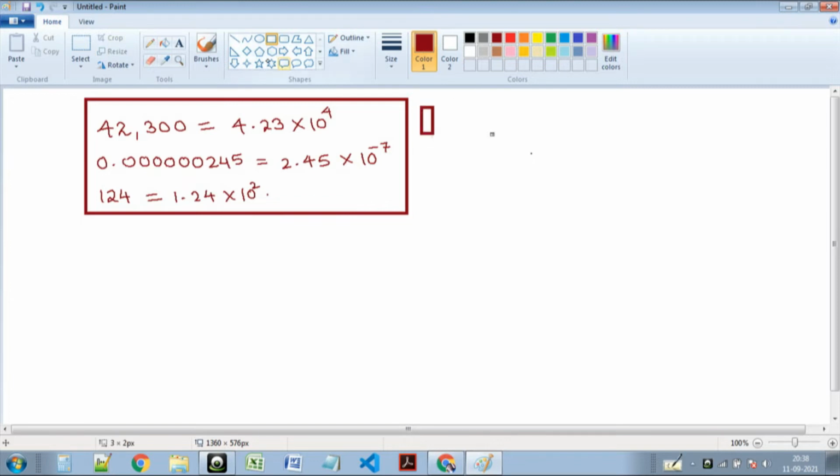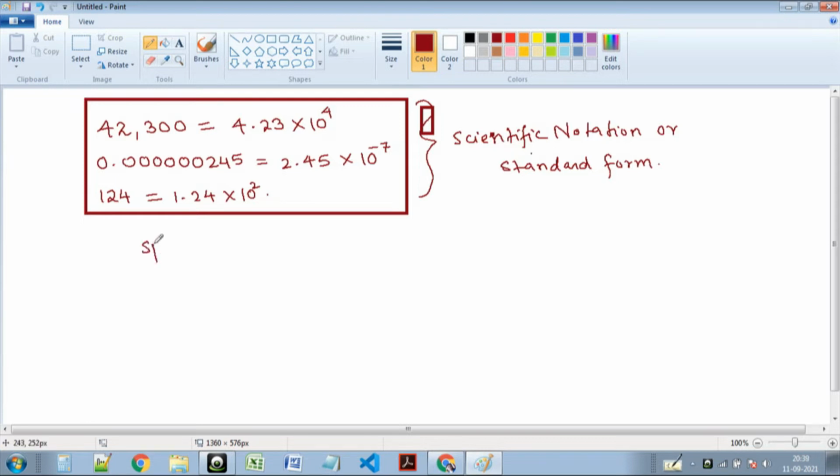So all these are known as scientific notation, or standard form of writing numbers, right? Now, how to write this, and before that let's understand why there is a need to write numbers in scientific notation. For explaining this, I will give you one example.